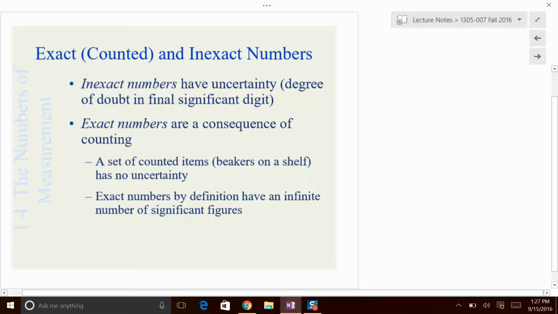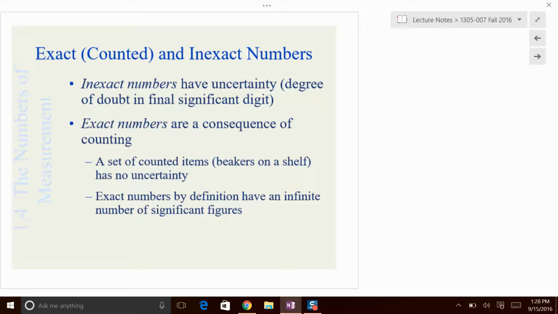Okay, now, when we're talking about significant figures and you have a number that you're using in a calculation that resulted from counting something, you might ask yourself, how am I going to determine the number of significant digits in that number? For example, a set of counted items, like beakers on a shelf. There are 10 beakers on the shelf, and you want to use that number 10 in a calculation. How many significant digits do I use for that calculation?